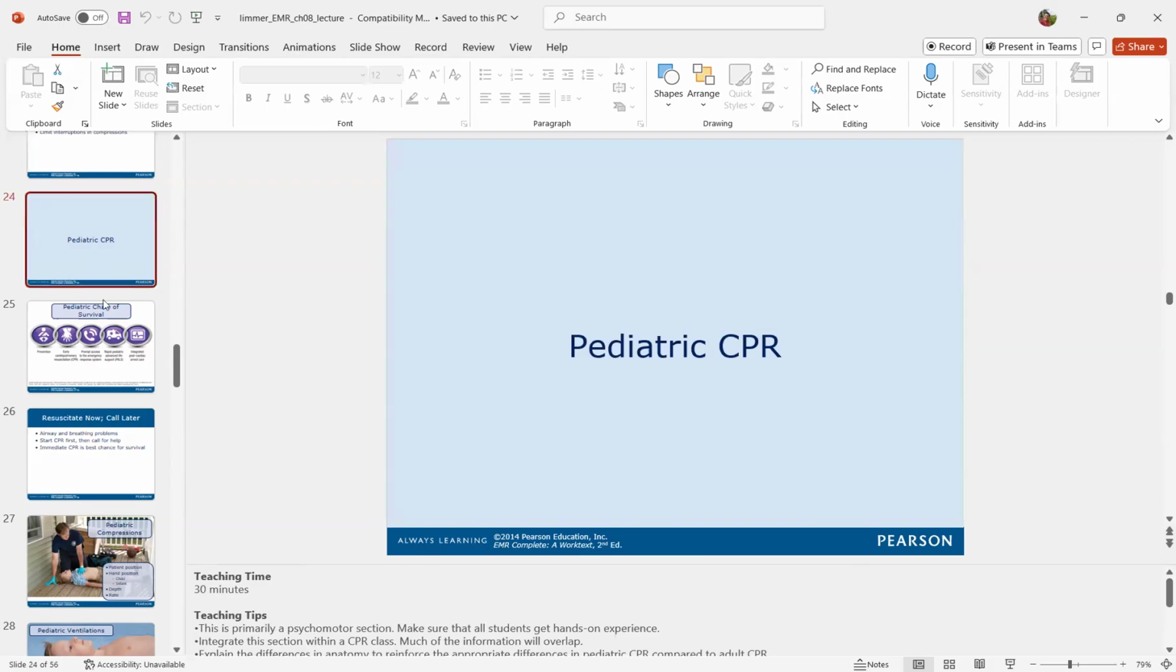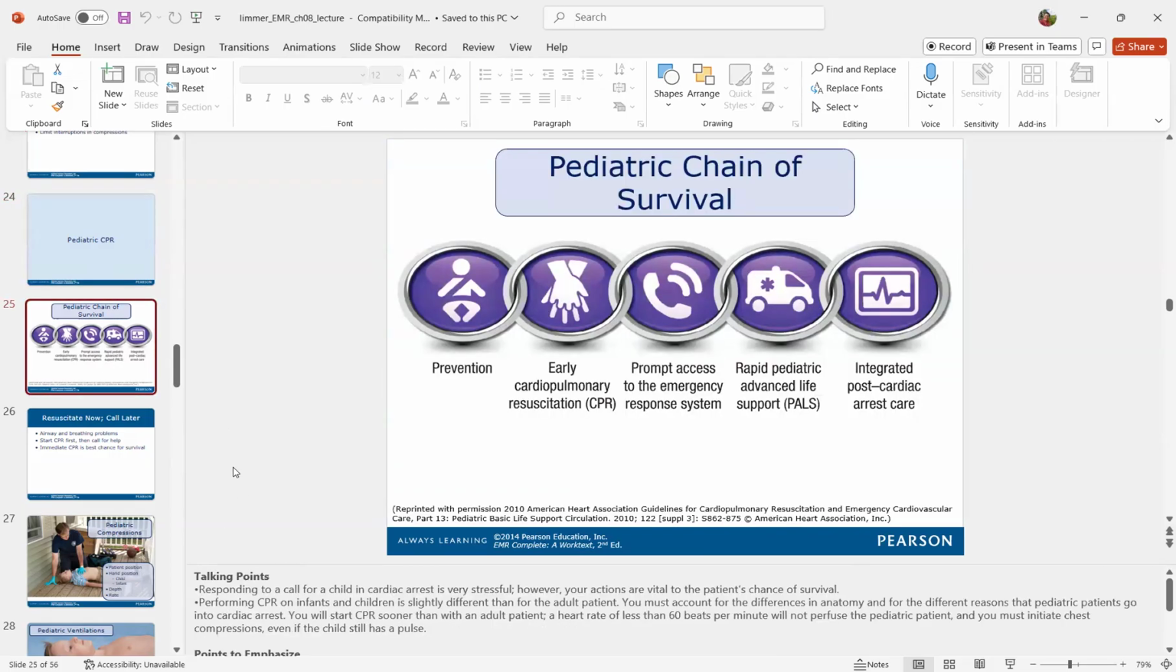Pediatric CPR. So for kids, the kids' chain of survival is prevention. Responding to a call for a child in cardiac arrest can be very stressful, but our actions can help. Performing CPR in infants and children is slightly different than adults. We have to account for the differences in anatomy and how big they really are.